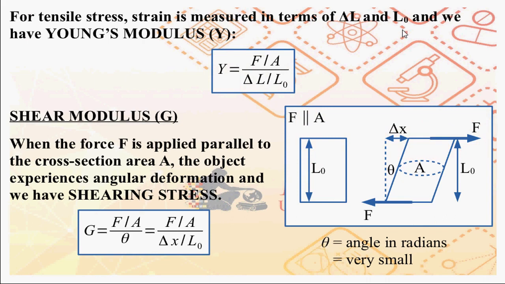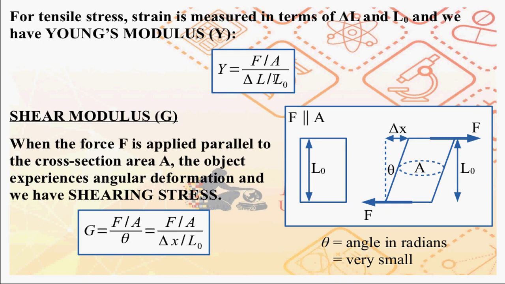And we have Young's modulus Y, the constant of proportionality between stress and strain. Young's modulus Y is equal to stress divided by strain. Stress is F over A, the definition of stress. But in this case, F is perpendicular to A and A is the cross-section area.